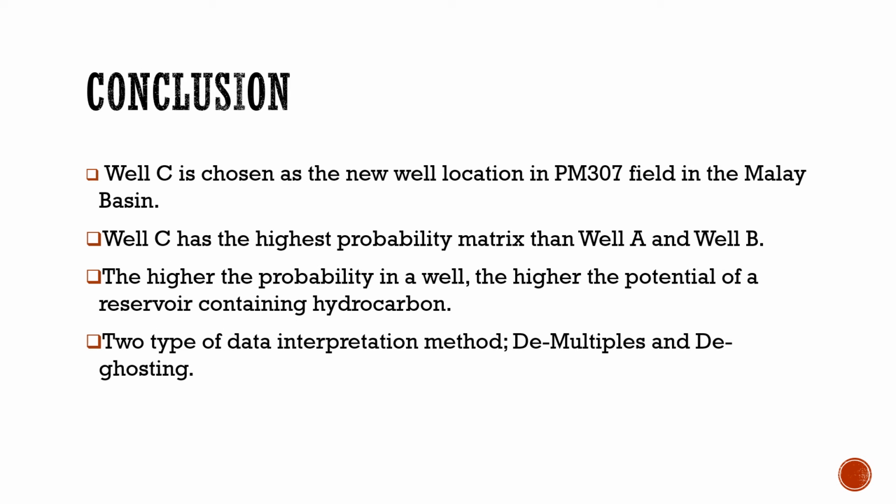In conclusion, well C is chosen as a new well location in PM307 field in the Malay Basin. Well C has the highest probability matrix than well A and well B. The higher the probability in a well, the higher the potential of a reservoir containing hydrocarbon. There are two types of data interpretation method, D-multiples and D-ghosting.